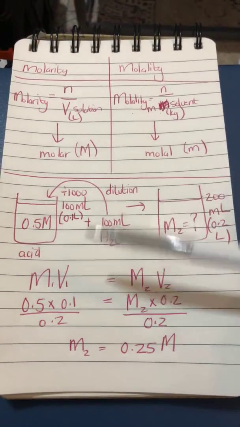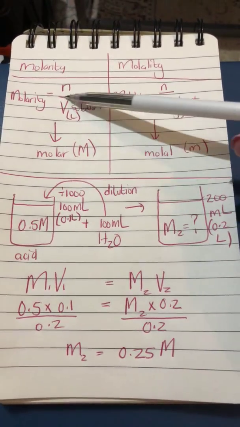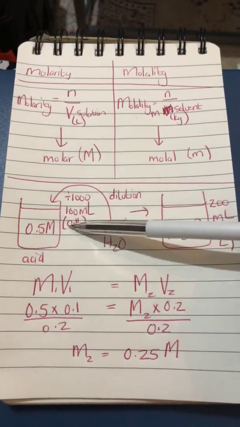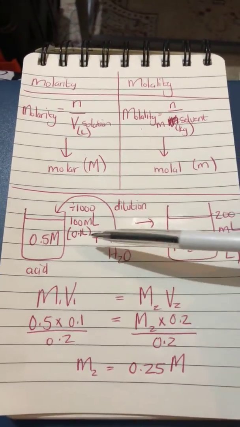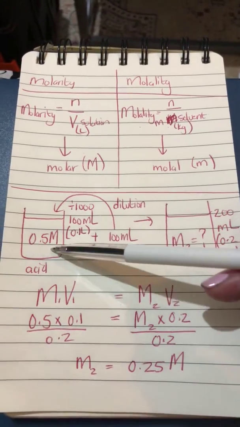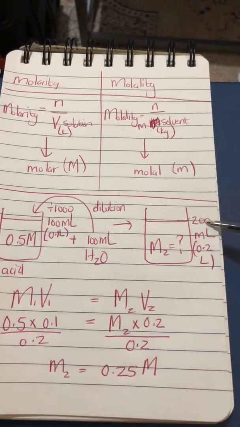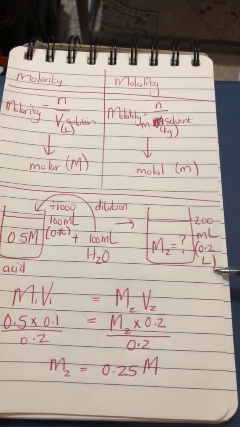Now, a very important rule is that when you work with the volume of solutions, you have to be in liters. So you need to convert these milliliters to liters. So 100 milliliters of this solution becomes 0.1 liters. And the new solution that's 200 milliliters will be 0.2 liters.